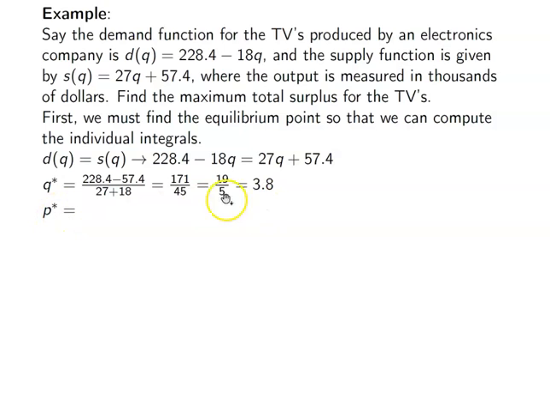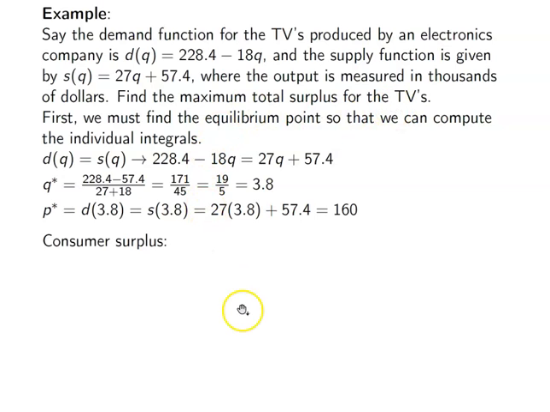P star is going to be found by plugging in 19 over 5 or 3.8, whichever one we want to use, for Q in either function, either the demand function or the supply function. It doesn't matter, because it's the equilibrium point. So if I plug this into, let's say, S of Q, I'm going to get out 160. So the equilibrium price is 160,000, and 3.8 is the quantity.